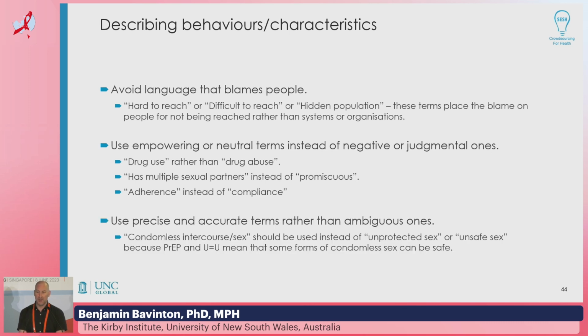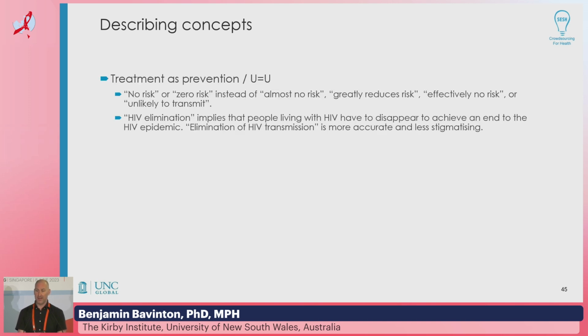and using precise or accurate terms rather than ambiguous ones. So condomless intercourse or sex should be used instead of unprotected sex or unsafe sex. We now know there are safe ways to have condomless sex because of biomedical prevention. So it's really good that we just get rid of this old term, unprotected sex, from our writing.